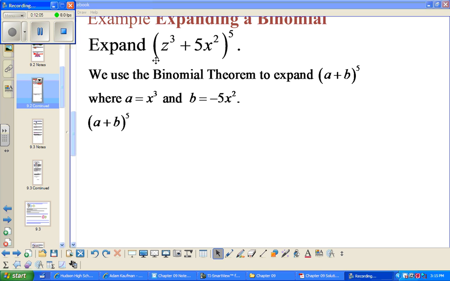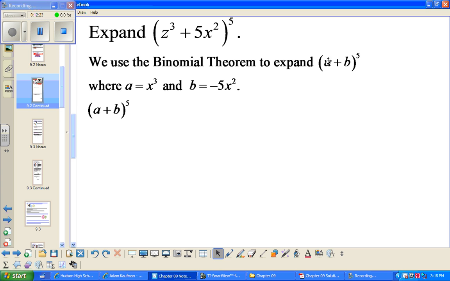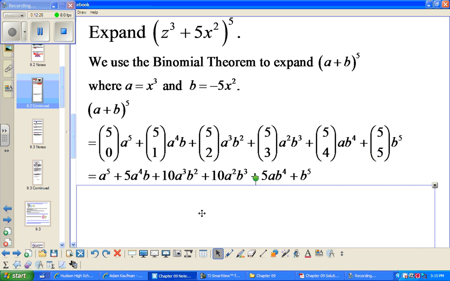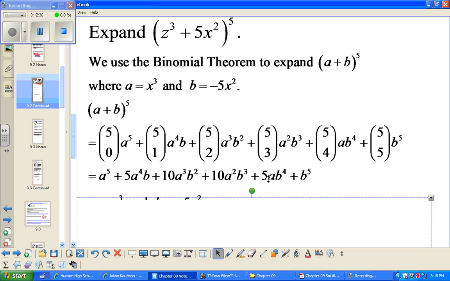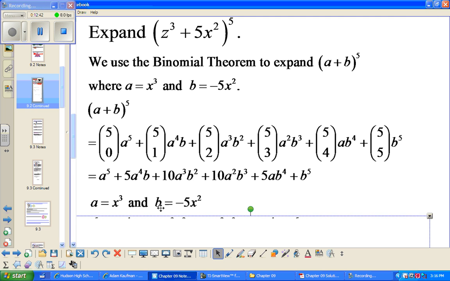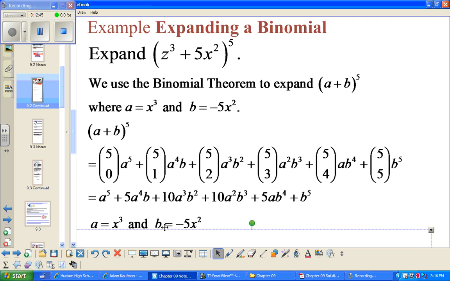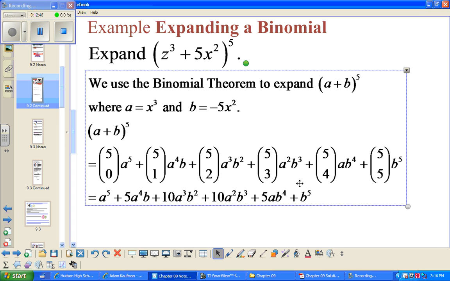Here's one more example. You could have exponents within your binomial. So if I had z cubed, well, that z cubed is your a term. 5x squared, that's your b term. So what you can do is you can look at a plus b to the 5th and kind of set it up in that way and get everything written out, and then you can replace the a's with z cubes, the b's with 5x squareds, and expand out from there. In this case, I think the numbers that are written in are a little off, so I'm not going to reveal any more, but you'd expand in that way.